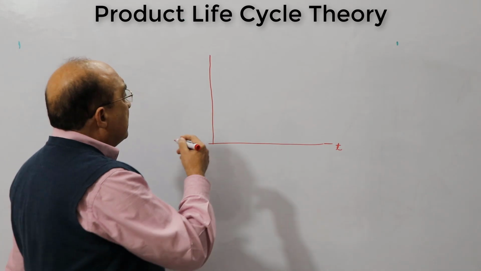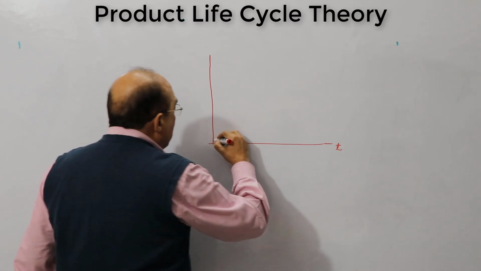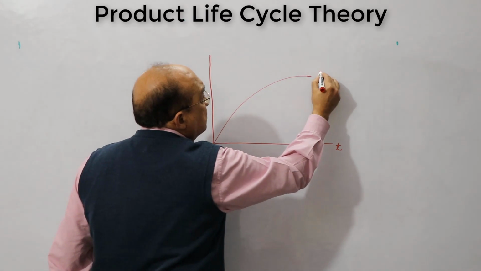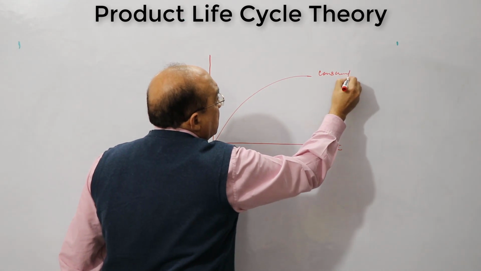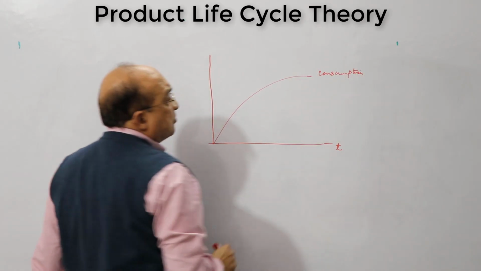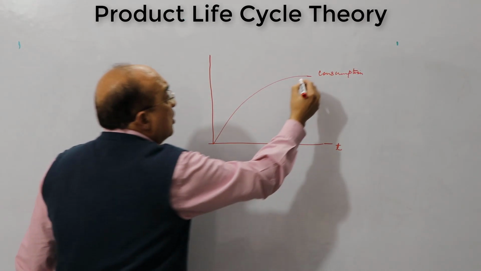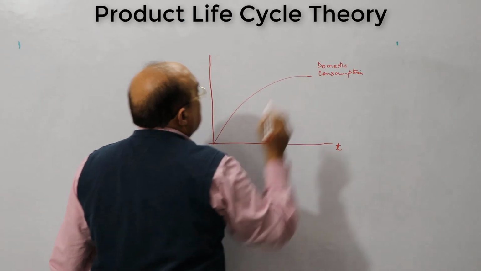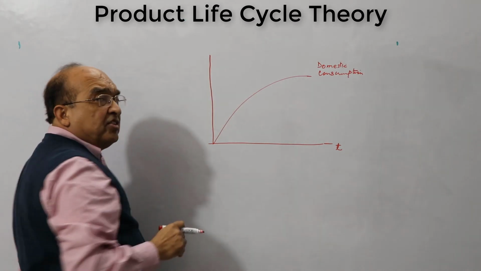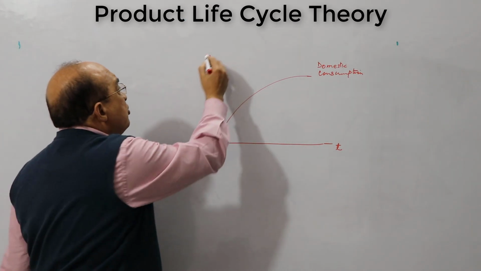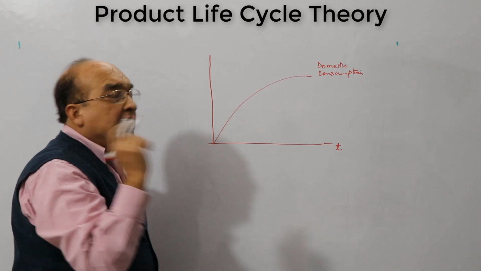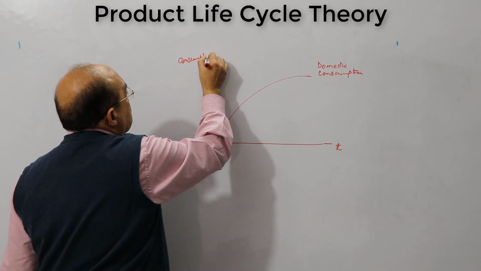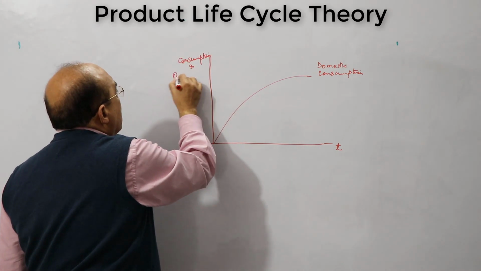Suppose here I make a curve which is the consumption curve, domestic consumption. On this axis we are also measuring consumption and output. I'll come to output.